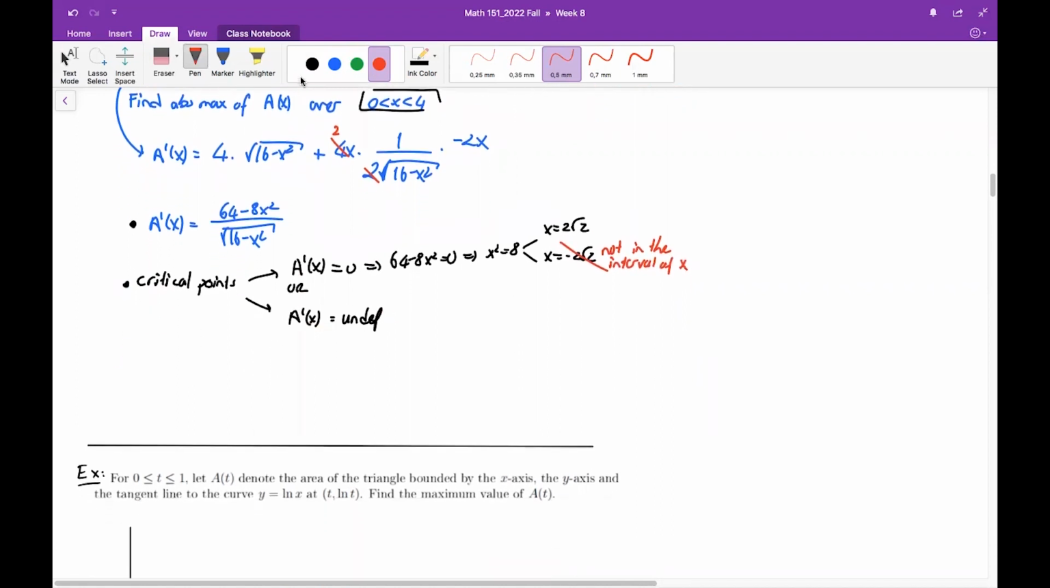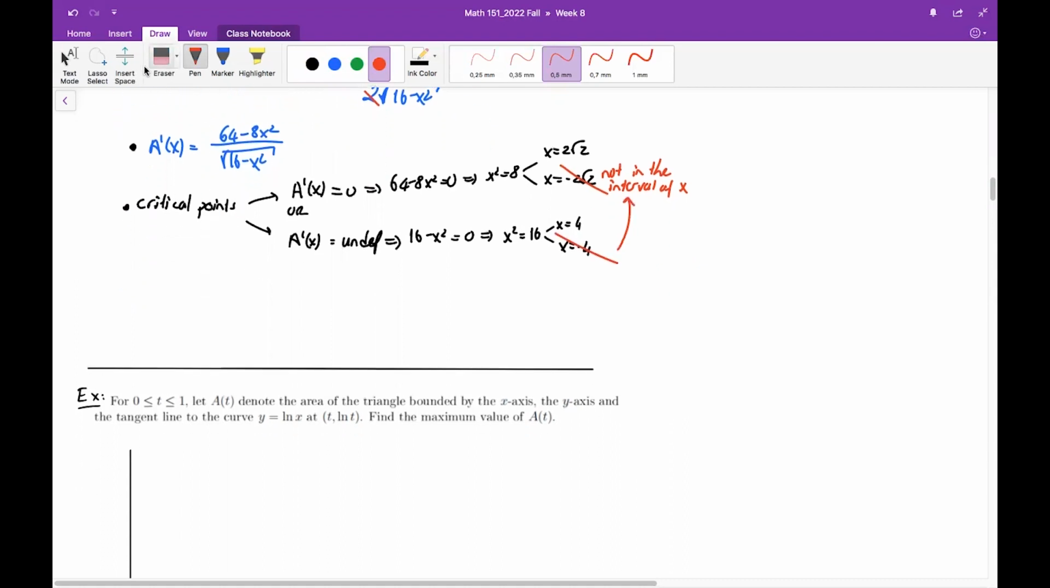Okay, let's look at the second case where the first derivative is undefined. In this case, the denominator is 0 when 16 minus x squared is 0. So x squared is 16, and x is 4 or minus 4. And because of the same reason, you can directly eliminate the minus 4 point. Okay, now we have 2 critical points.